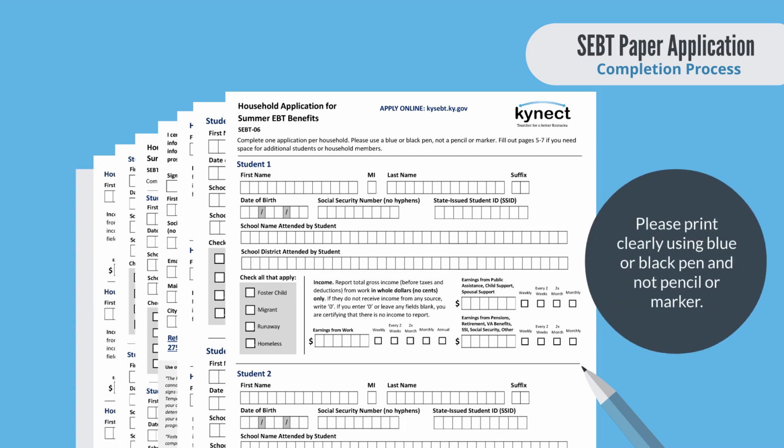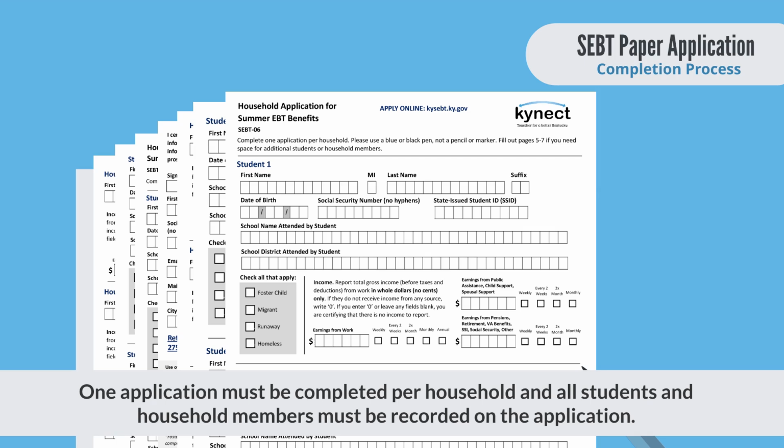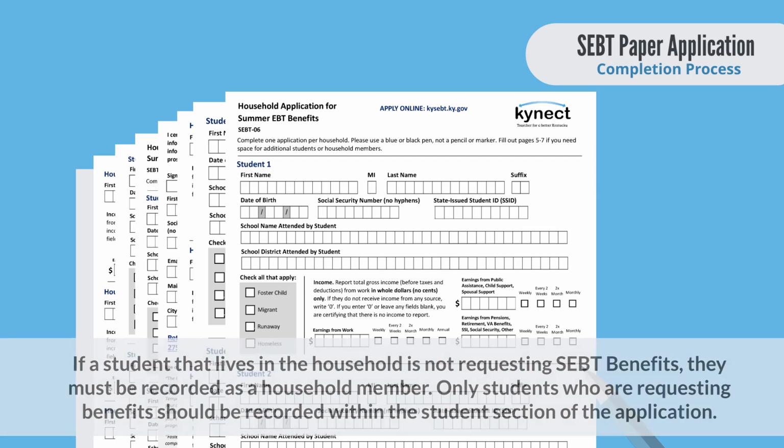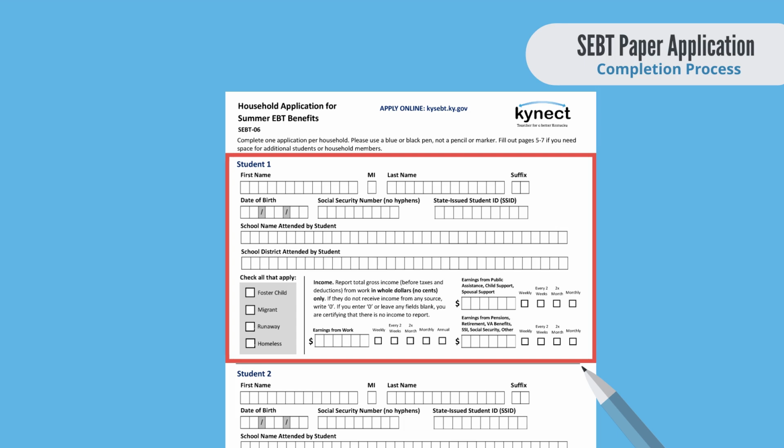When completing the application, please print clearly using a blue or black pen and not a pencil or marker. Keep in mind, one application must be completed per household, and all students and household members must be recorded on the application. If a student that lives in the household is not requesting SEBT benefits, they must be recorded as a household member. Only students who are requesting benefits should be recorded within the student section of the application. Let's start by covering how to complete the student sections of the paper application.